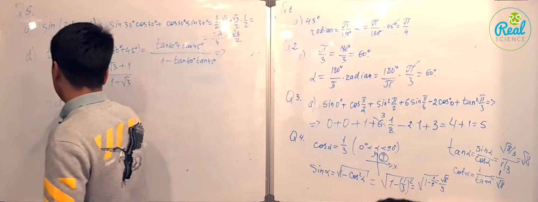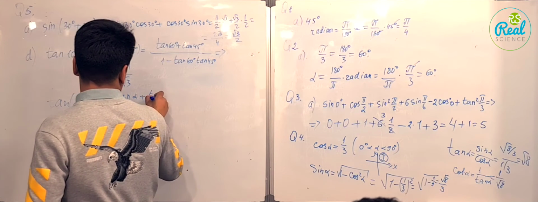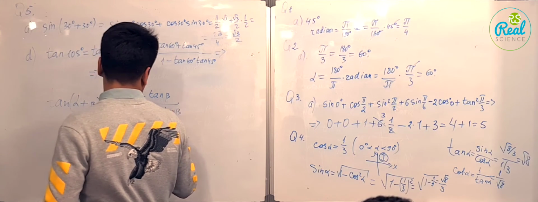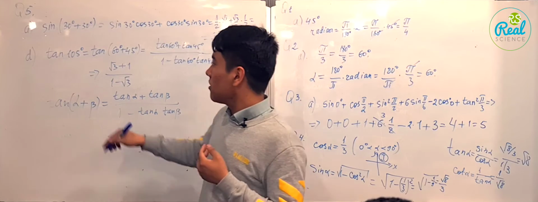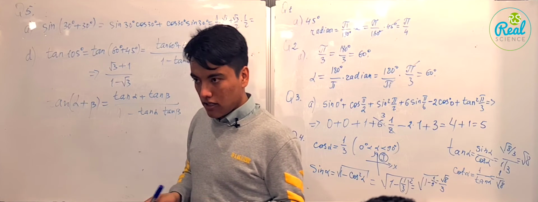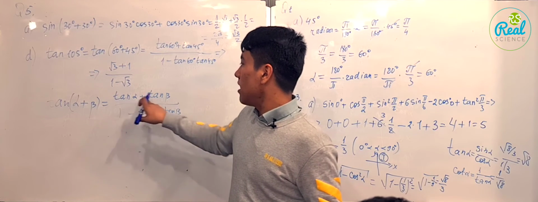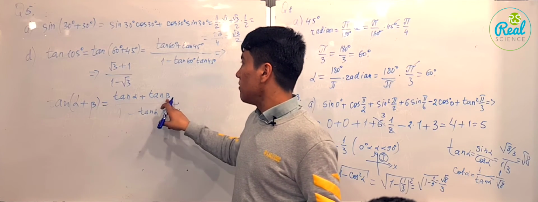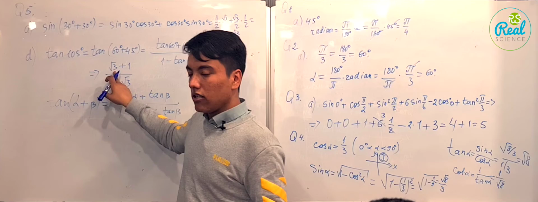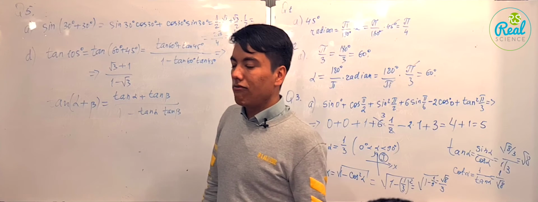Tangent alpha plus beta equals tan alpha plus tan beta over 1 minus tan alpha tan beta. This is the formula. And 105 is actually 60 plus 45, so that's why we can use this one. When you put 60 instead of alpha and 45 instead of beta, you're going to get this. You know the value of tan 60 is square root of 3. It's 1 plus, over 1 minus this one. That's the value of 105 for tangent.